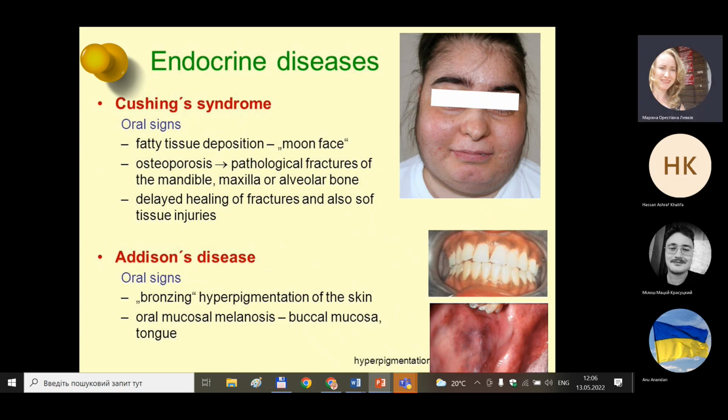Cushing syndrome has such signs: fatty tissue deposition, moon face, osteoporosis, pathological fractures of the mandible, maxilla or alveolar bone, delayed healing of fractures, and also soft tissue injuries. Addison's disease has such oral signs: bronzing, hyperpigmentation of the skin, oral mucosal melanosis, buccal mucosa tan.